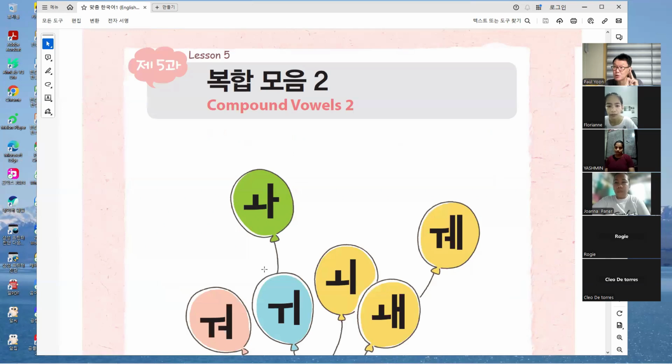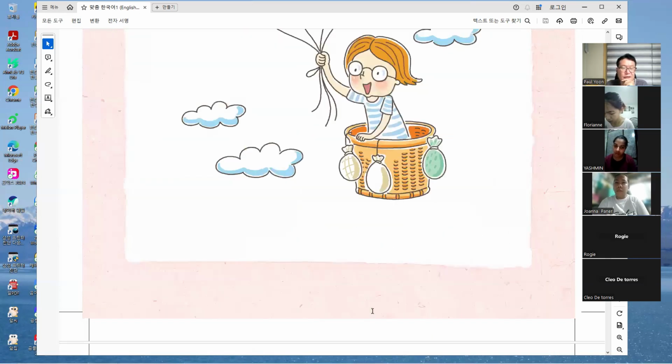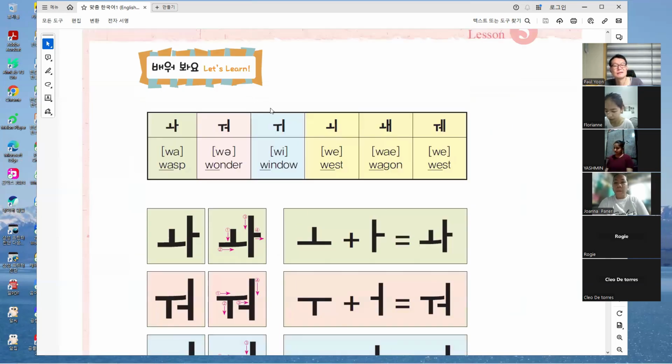Now, compound vowels two. Another vowel. In these vowels, two different vowels meet and make a new pronunciation. Okay, let's get it. This one is O and A. Wa. Can you repeat? Wa. One, two, three, four. Wa. Again, O and A. Wa. All right, good.